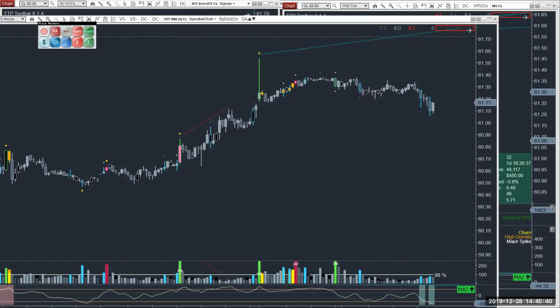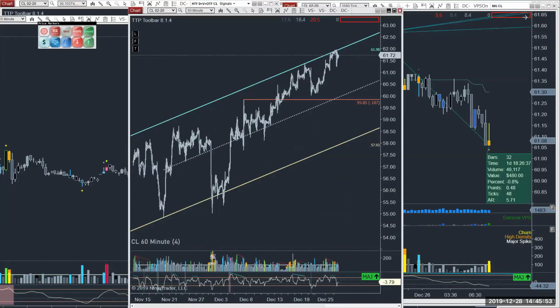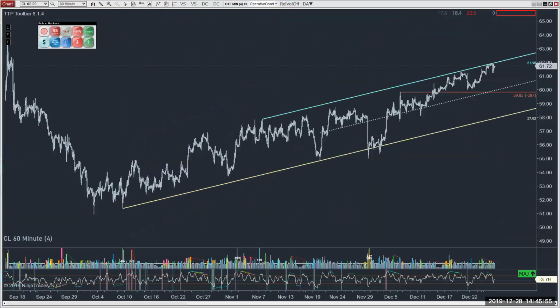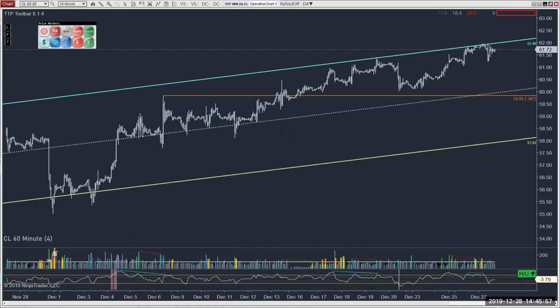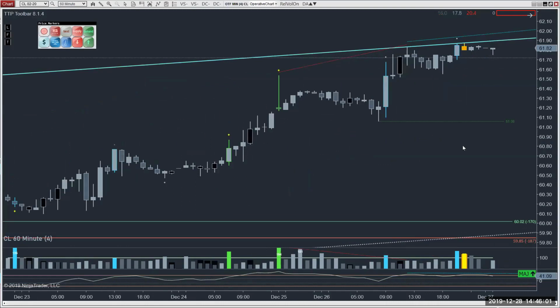Let me see if I can find this hourly chart. Goodness gracious, what have I done with it? Here we are. Yeah, well, that's not going to line up. 4 divided by 56. No.